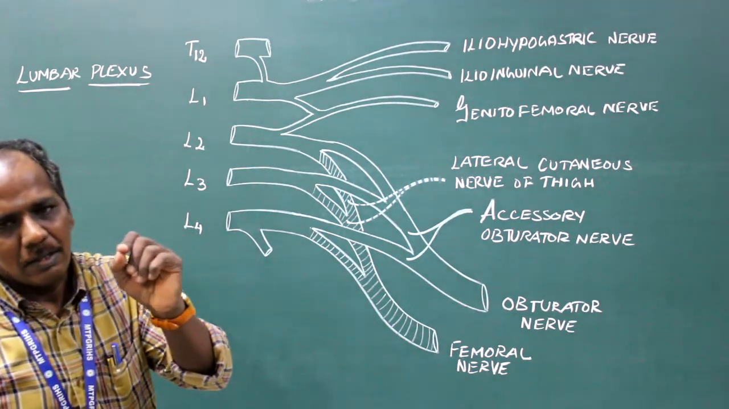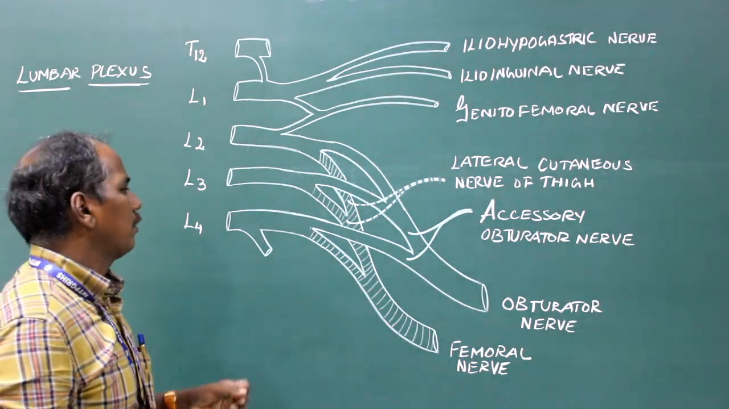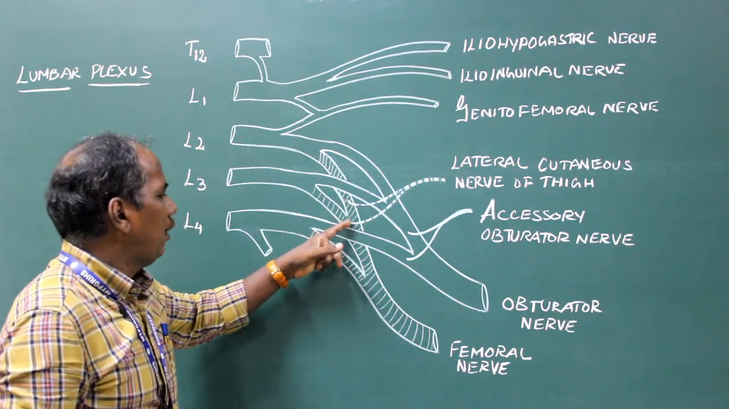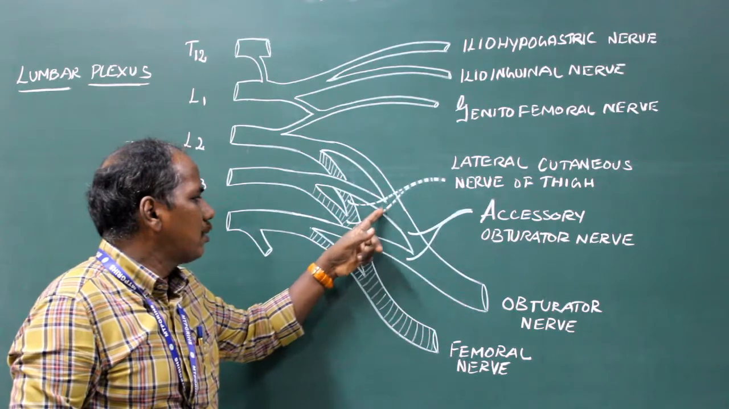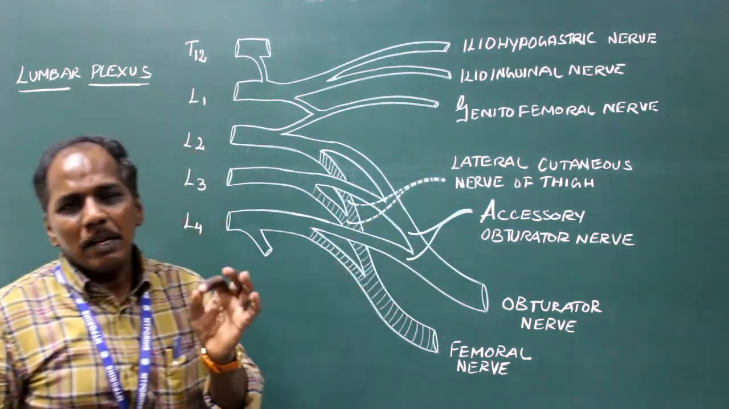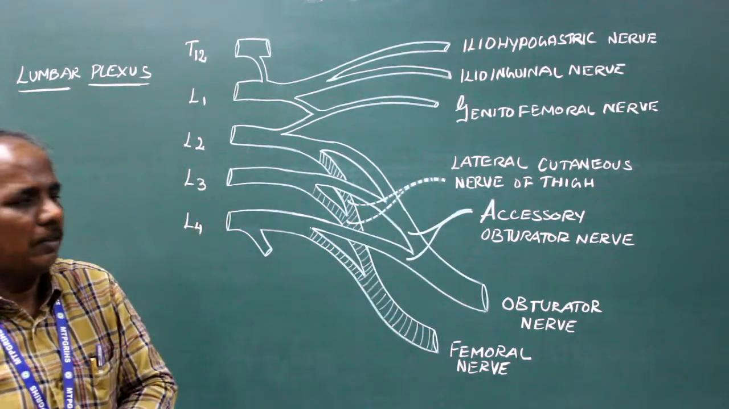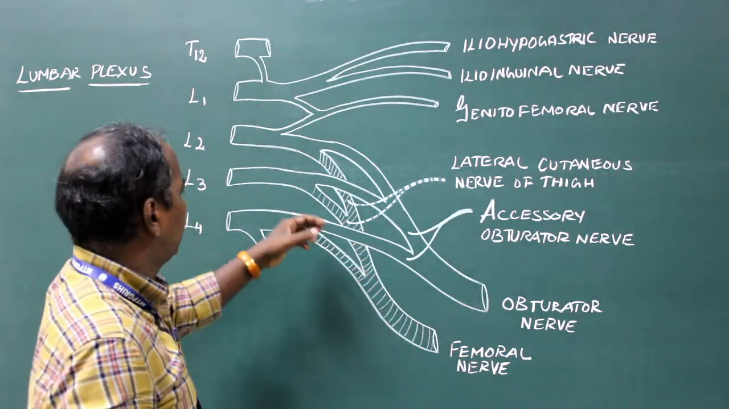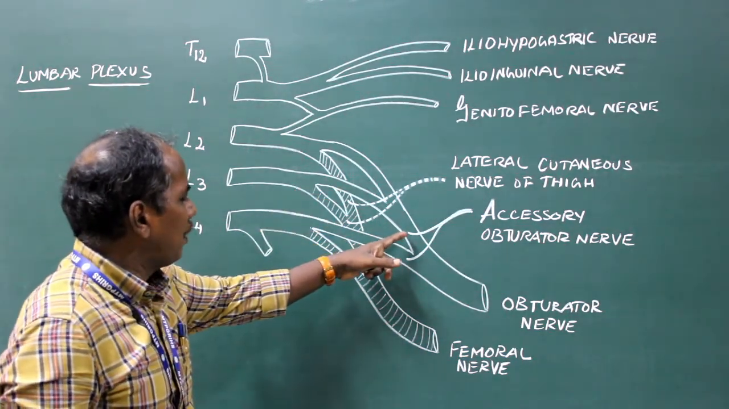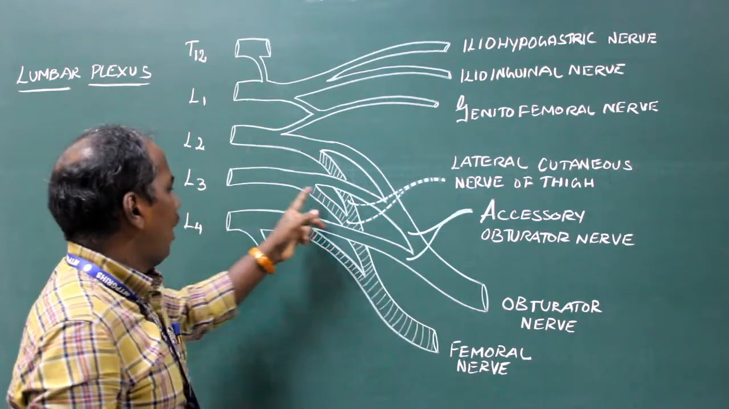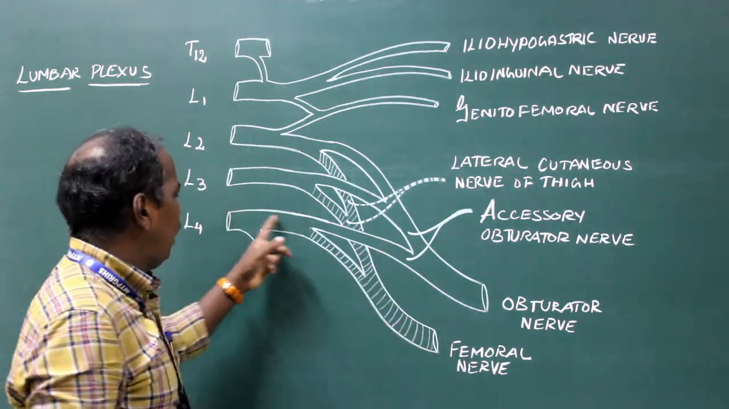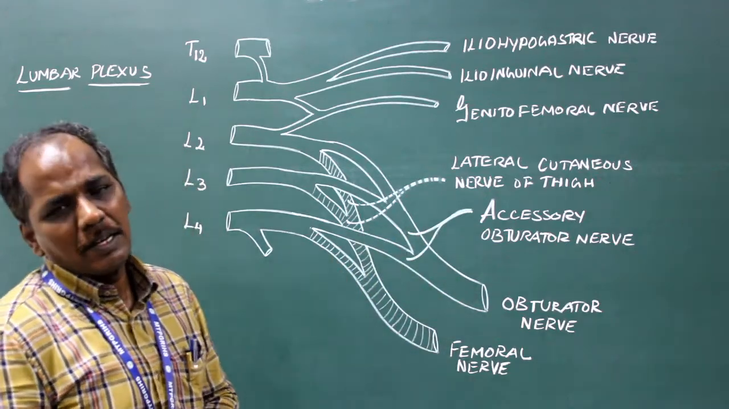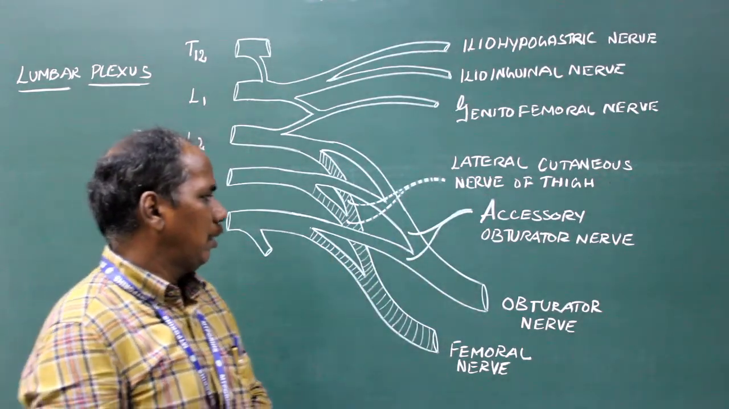A twig, that is a branch from the dorsal division of L2 and L3, joins to form the lateral cutaneous nerve of thigh. A branch or a tip from the ventral division of L3 and L4 joins to form the accessory obturator nerve.